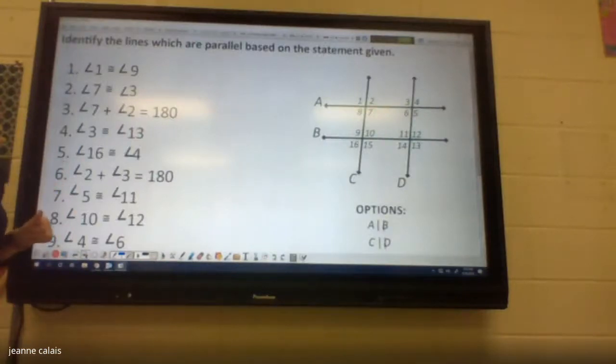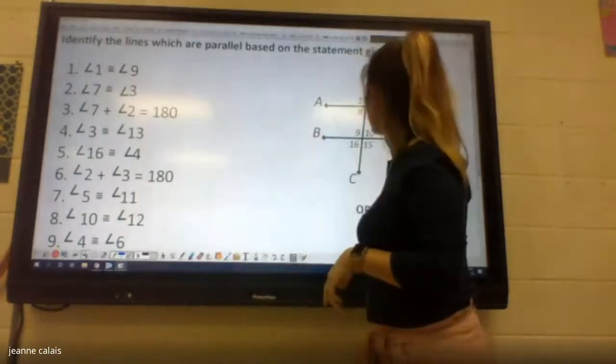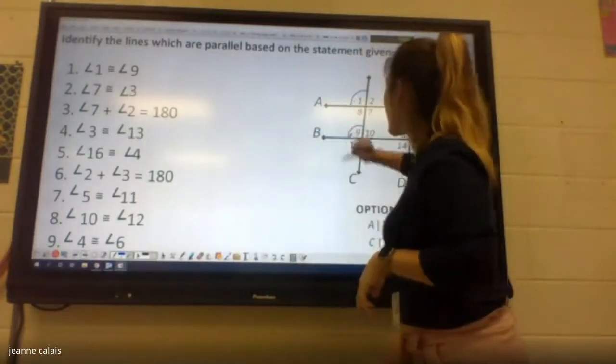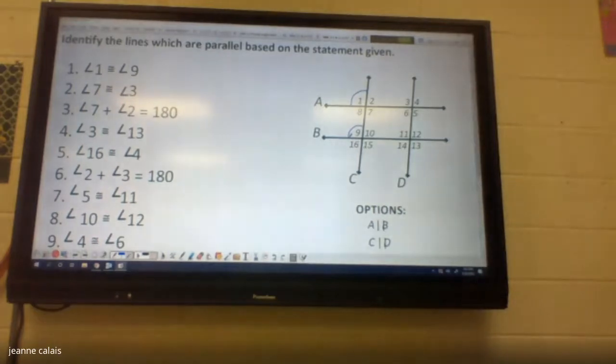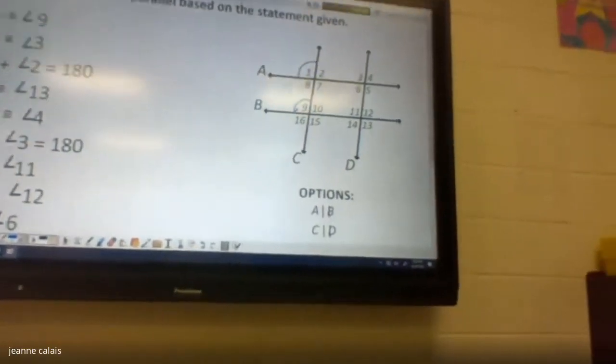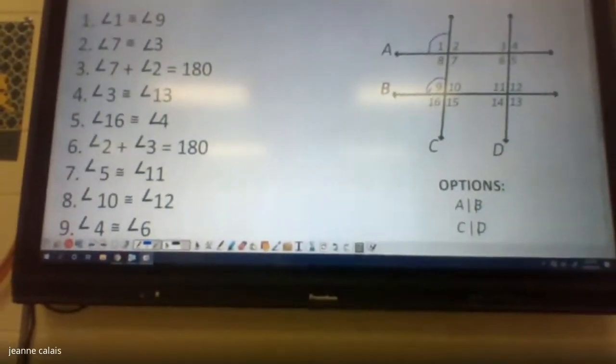Okay, so here you have to determine which sets of lines are parallel given this information. So if angle 1 is congruent to angle 9. Now, in the back of your mind, I know you're watching this video at home, so I'm going to kind of stay out of this window. You may see me point, but that's it.